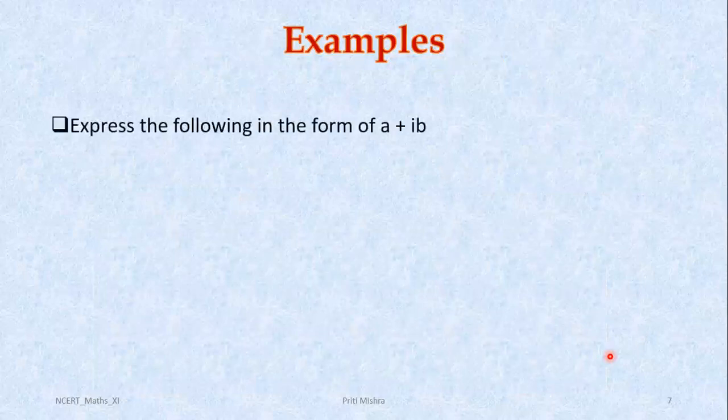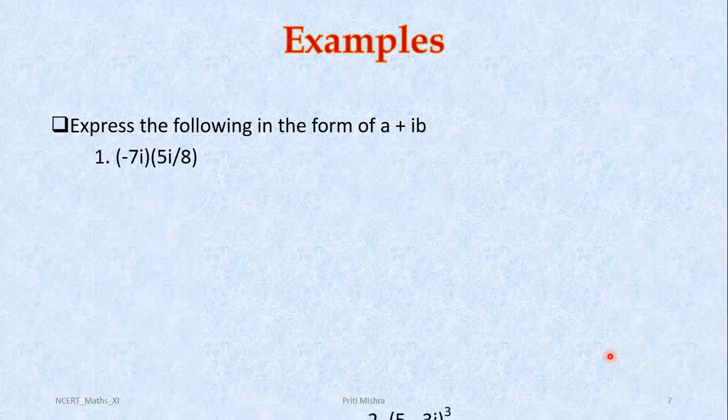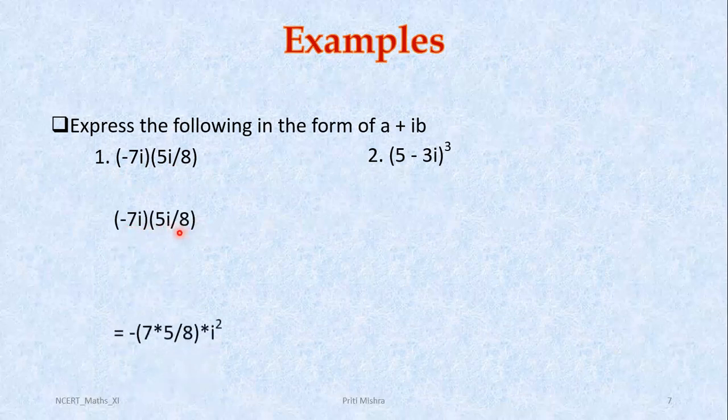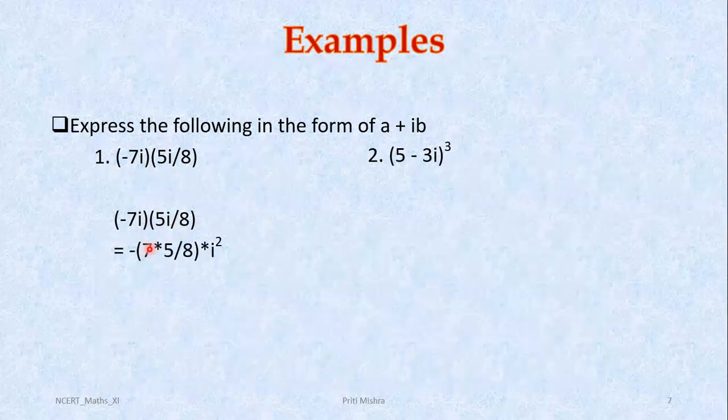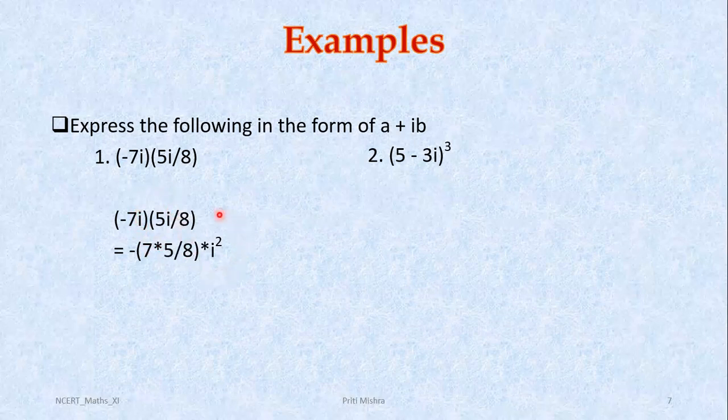Now let's have some examples. So first question is, express the following in the form of a plus ib. First one is minus 7i into 5i by 8. So let's solve the first one. Minus 7i into 5i by 8. So at first we will write all the numerals here. Minus of 7 into 5 by 8, and i will get multiplied with this i. So it will give us here i square. So in the next step, we will be having minus 35 by 8 into the value of i square, which is minus 1. So minus into minus will be plus. So at last we are having 35 by 8.